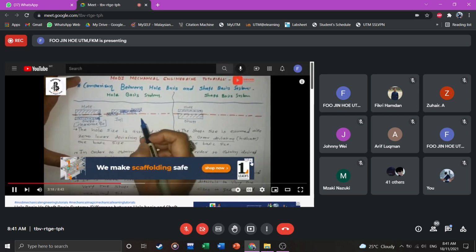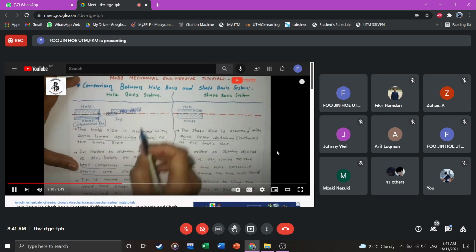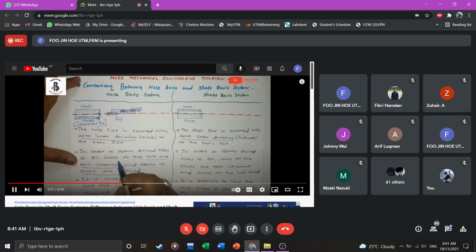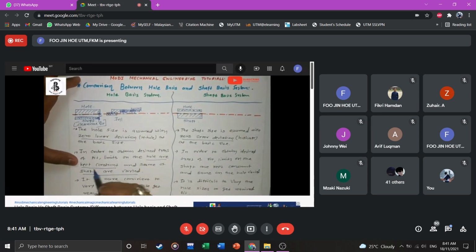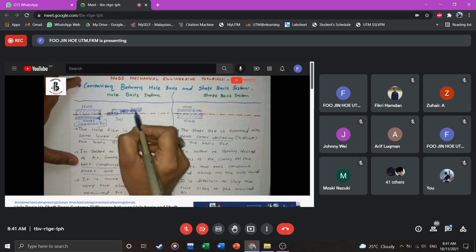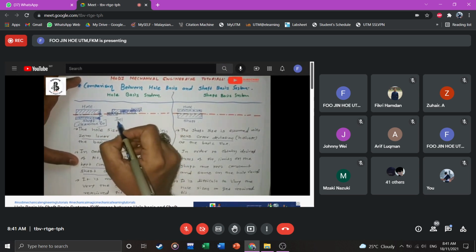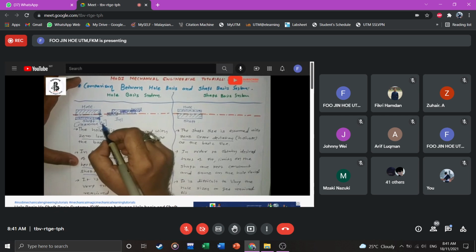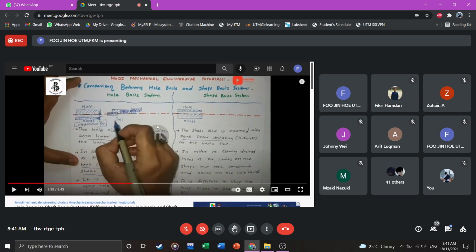But in case of the hole basis system, the hole will be kept constant, and these are the different positionings of the shaft. So it can be a clearance fit, or you can say some kind of interference fit.